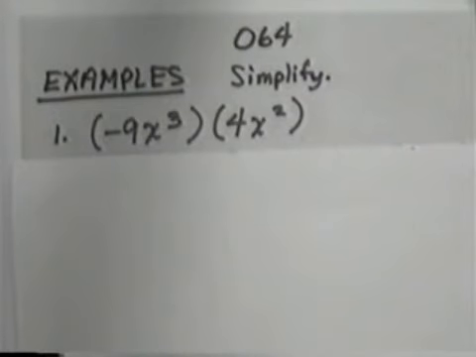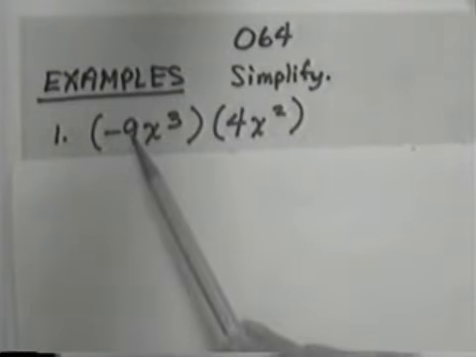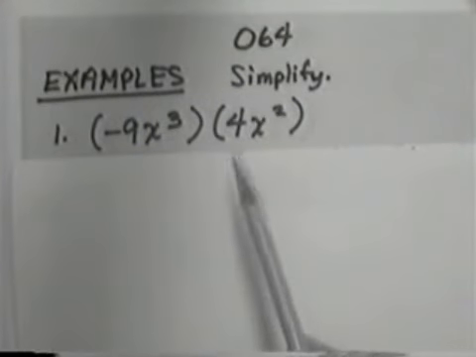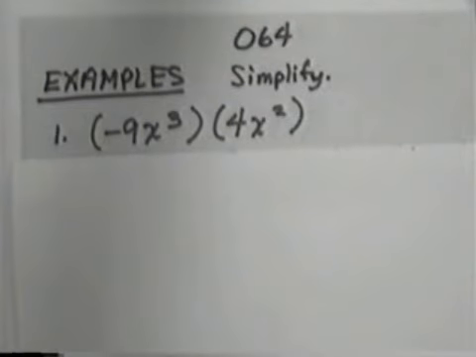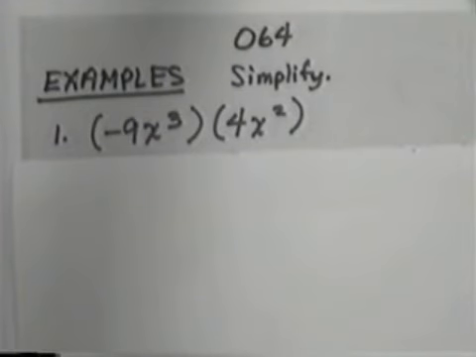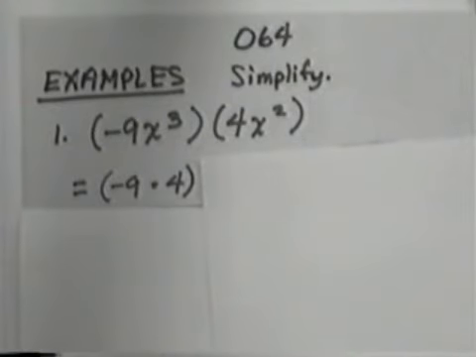Example 1: negative 9x to the third power in parentheses, in another set of parentheses beside it, 4x to the second power. So we have negative 9x cubed times 4x squared. Step 1 is to write this expression in factored form. Factors are things that are multiplied, so we're to write out what is being multiplied. Let's group together the coefficients, negative 9 and 4. So we begin with negative 9 times 4.